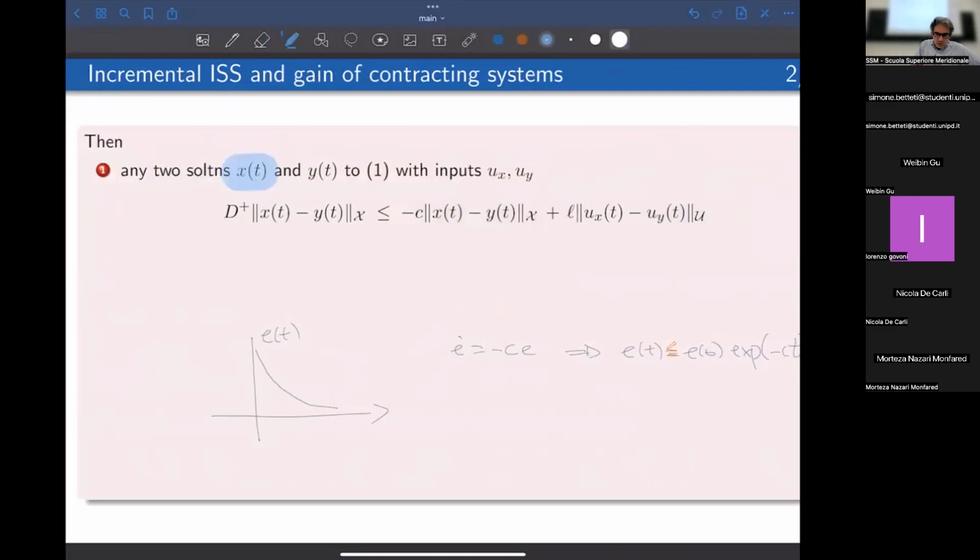So I have two trajectories, X and Y. X starts from initial condition X at 0. Y starts from initial condition Y at 0. X is subject to an input U X, and Y is subject to an input U Y. My fault. Thank you. I apologize. I should have said it.